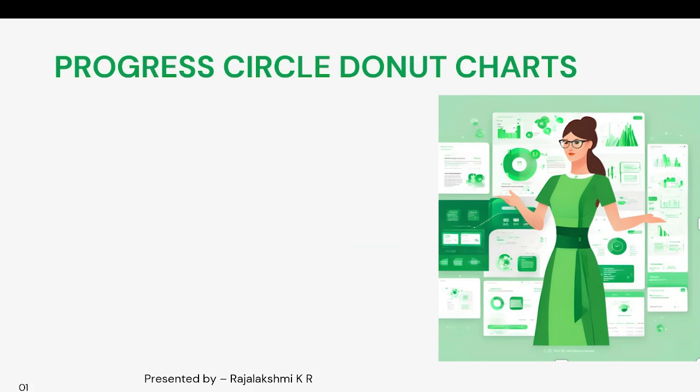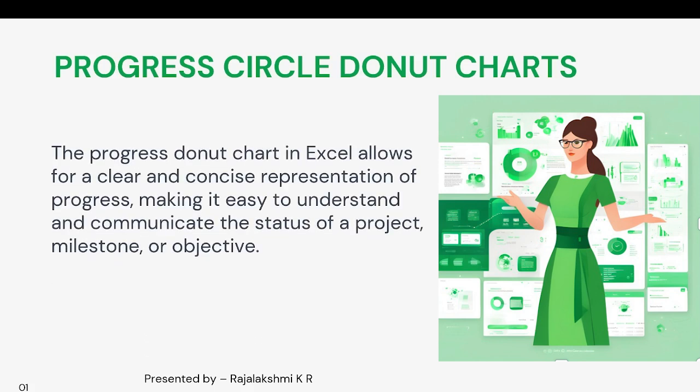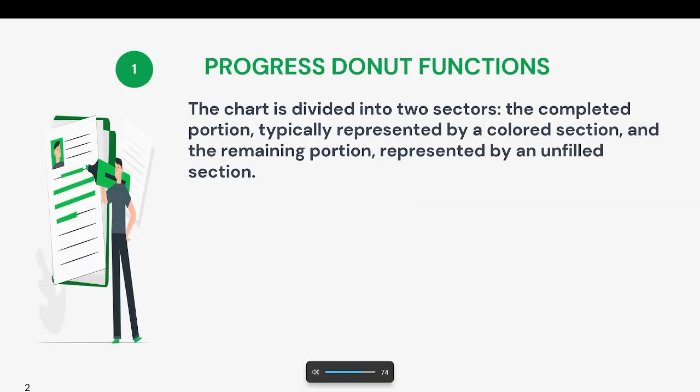Hi, in this video we are going to learn progress circle donut charts. The progress donut chart in Excel allows for a clear and concise representation of progress, making it easy to understand and communicate the status of a project, milestone or objective. The chart is divided into two sectors: the completed portion, typically represented by a colored section, and the remaining portion represented by an unfilled section.